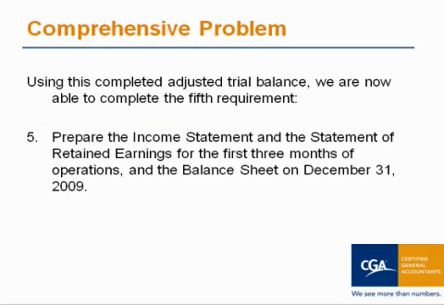So what are we going to do now? Now we'll look at requirement 5. Using our completed adjusted trial balance, we're now going to be able to complete this fifth task. Prepare the income statement and the statement of retained earnings for the first 3 months of operation and the balance sheet on December 31st, 2009.